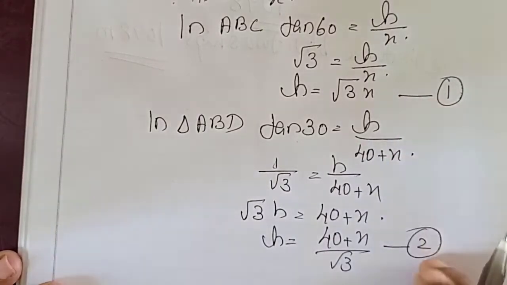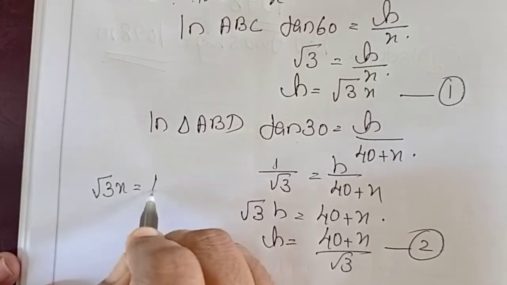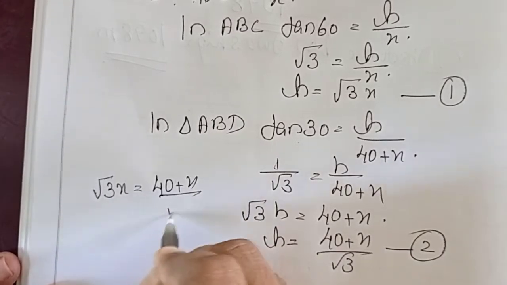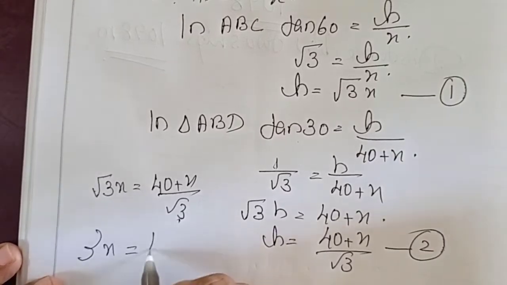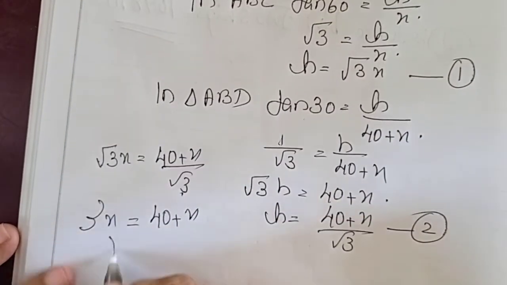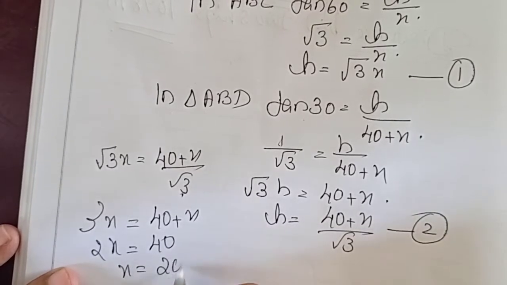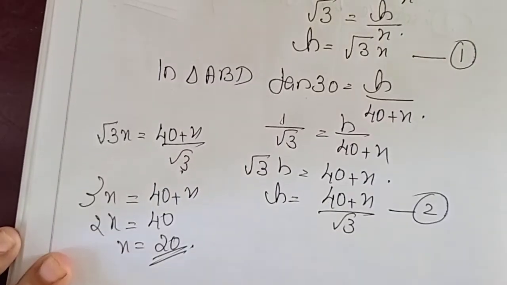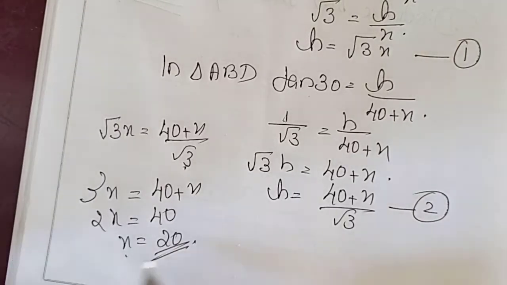Comparing 1 and 2. Write that step. Root 3 x equal to 40 plus x by root 3. Root 3 into root 3 is 3, so 3x equal to 40 plus x. From that, 2x equal to 40, means x equal to 20. I know you got this answer, isn't it? Very good. X equal to 20.